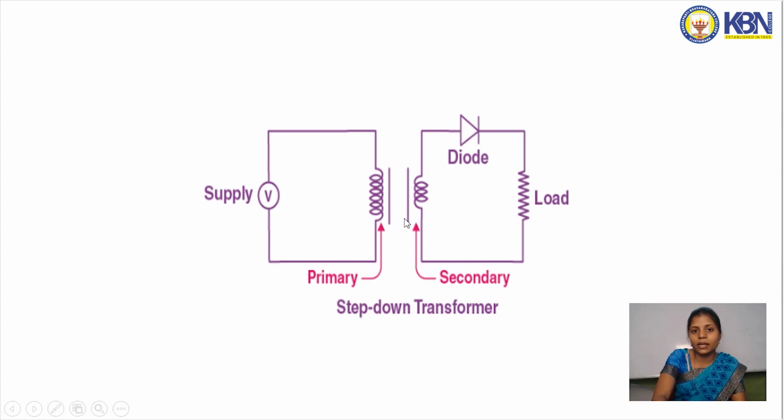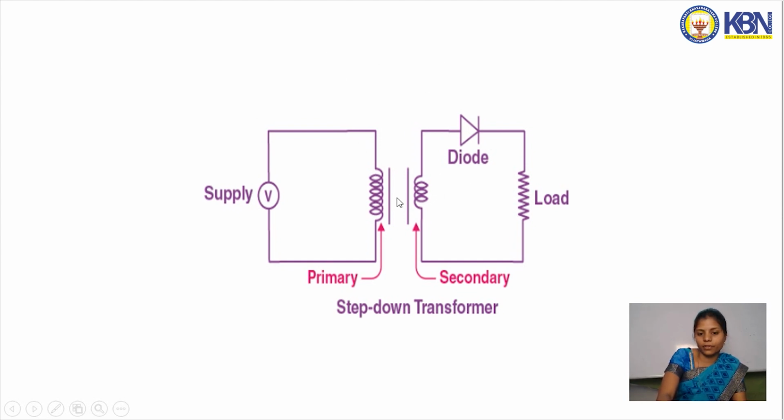Why are we using a step down transformer? Here we are giving a voltage of 230 volts, but 230 volts is not applicable to this diode. The diode takes merely 0.7 volts. So in order to decrease this voltage, we are using a step down transformer over here. The step down transformer decreases the voltage level and it is given to the diode, and this diode conducts for the forward voltage and then it's given to the load.